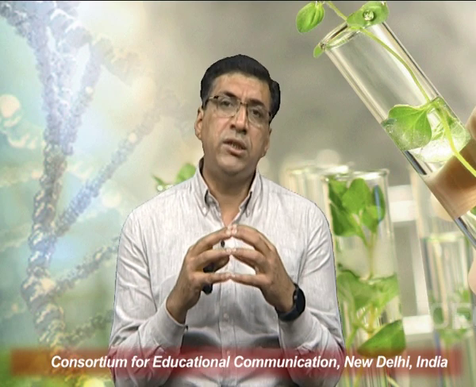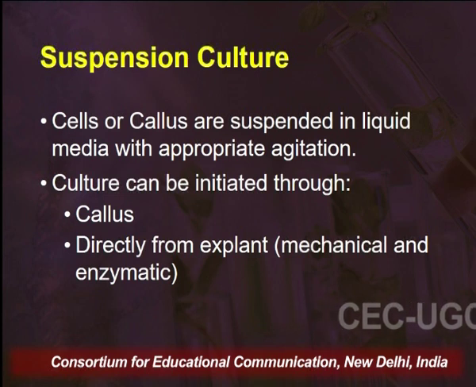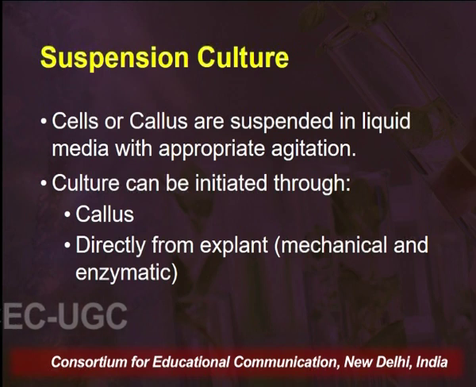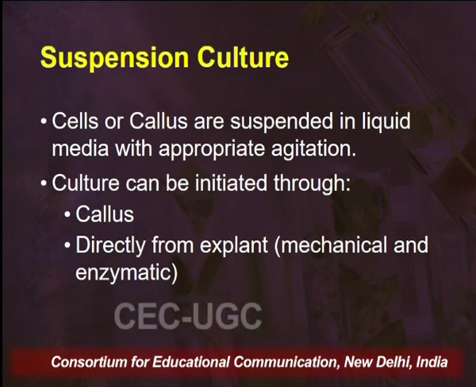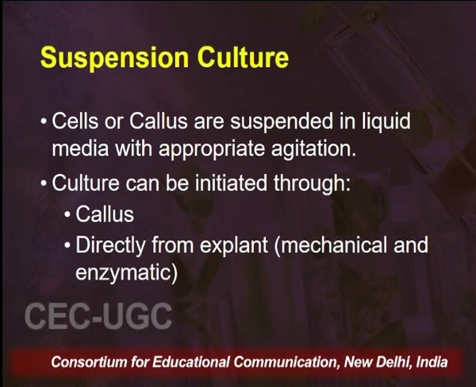Now we discussed that calluses can be used as a raw material for initiation of suspension culture, or in simple words, callus can be used as an explant material for suspension culture. But you can also use the explant material that is directly obtained from the source plant, and that explant material can be a part of leaf, can be part of bud, it can be any part of the plant.